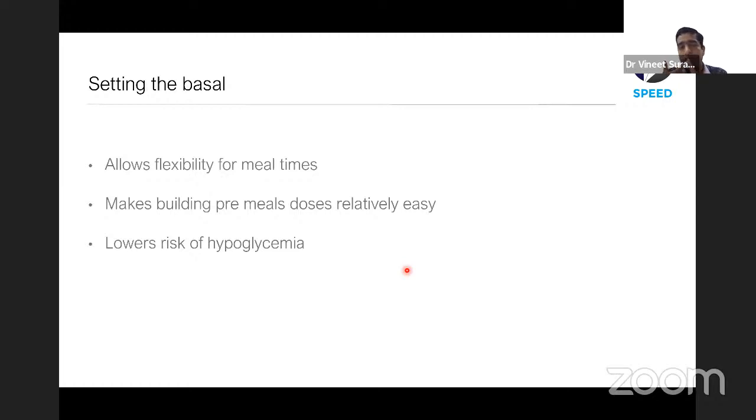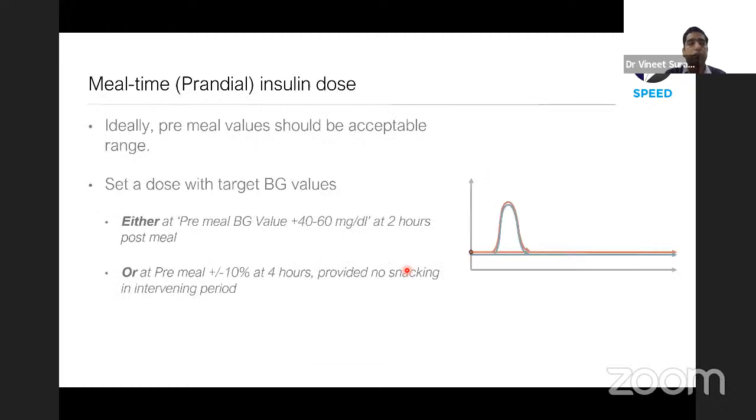Second, it makes calculating the pre-meal dose relatively easy because your basal is fine. Every time you will find that it is 120, 130, 110, something like this. Based on that, you just do the carb counting and change the prandial doses and make a pre-meal dose easily, with a correction dose. And third, there is a lower risk of hypoglycemia if your basal is correct.